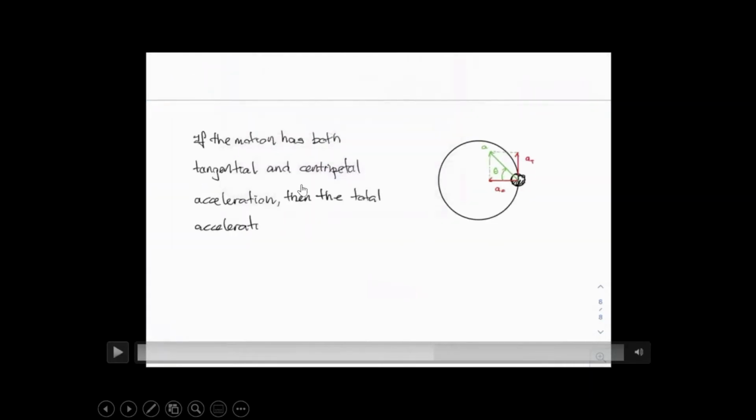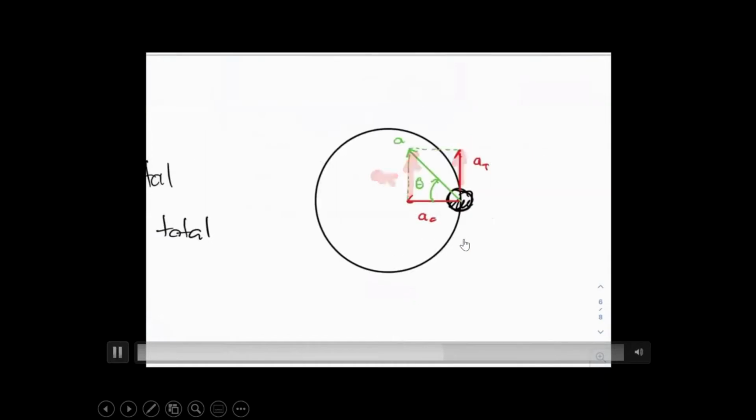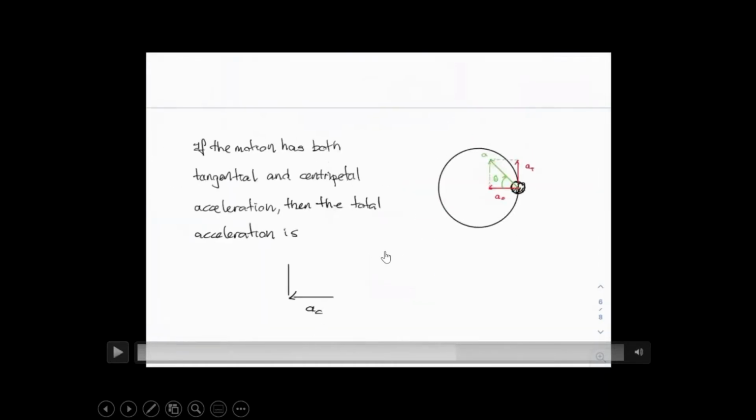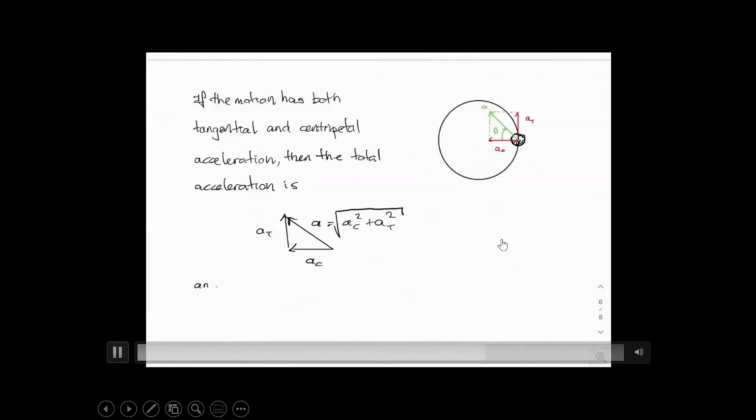If this has both tangential and centripetal accelerations, then the total acceleration is going to be the vector summation of these two. In essence, you turn it into a small triangle. This is the centripetal acceleration, so this becomes the base of a triangle. This has the same length as this one. This is the tangential acceleration, going in the opposite direction. Notice that the hypotenuse becomes the total acceleration. That's the net acceleration of the system. So the square of this plus the square of that is going to give you the total acceleration.